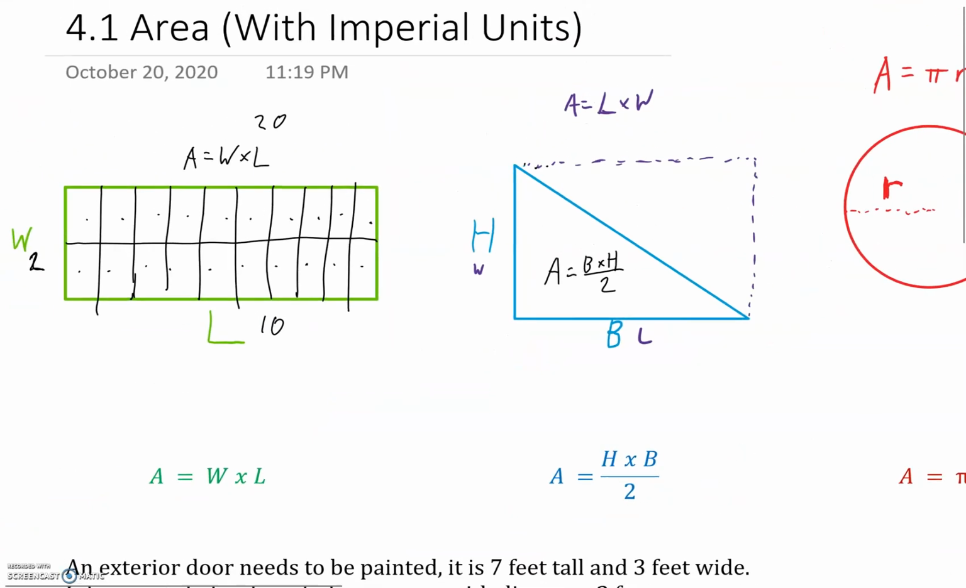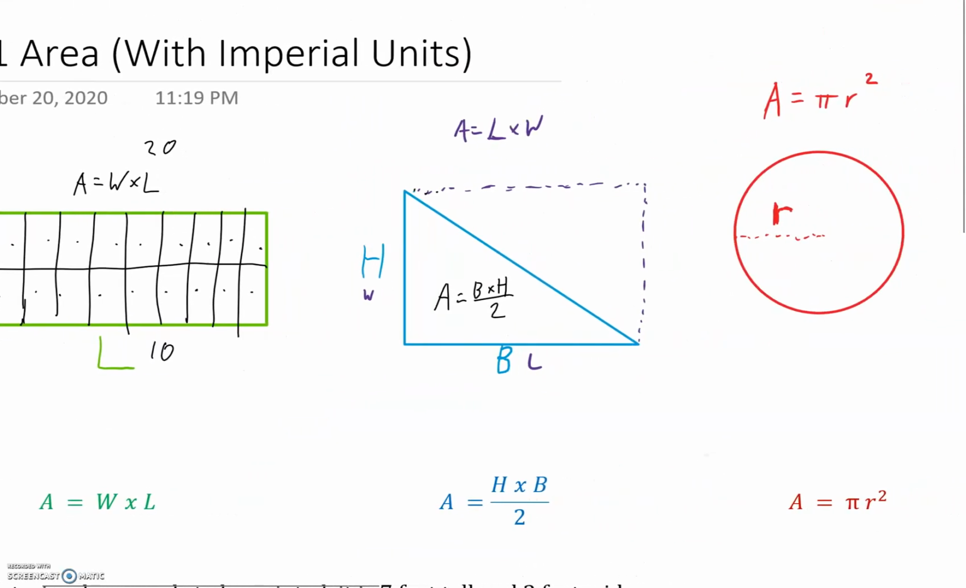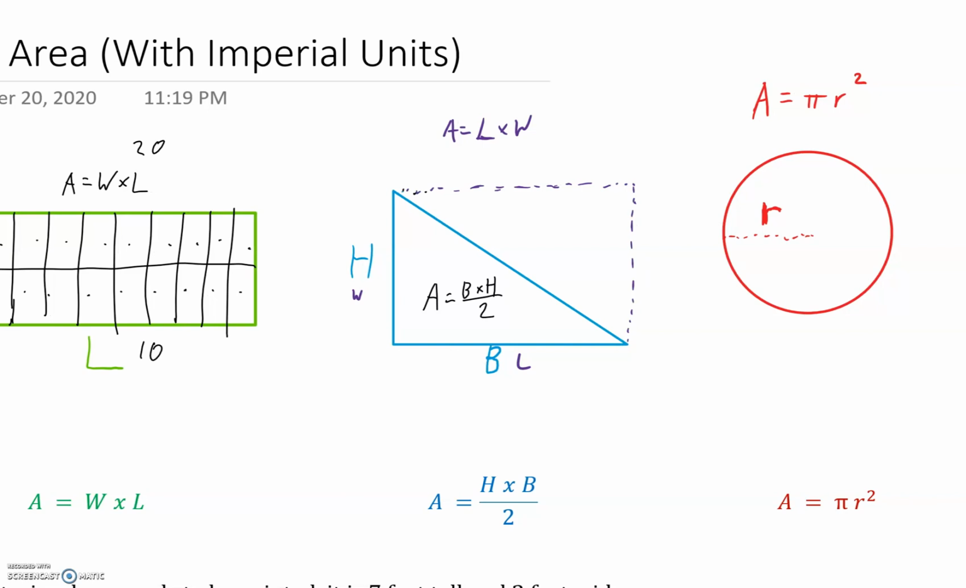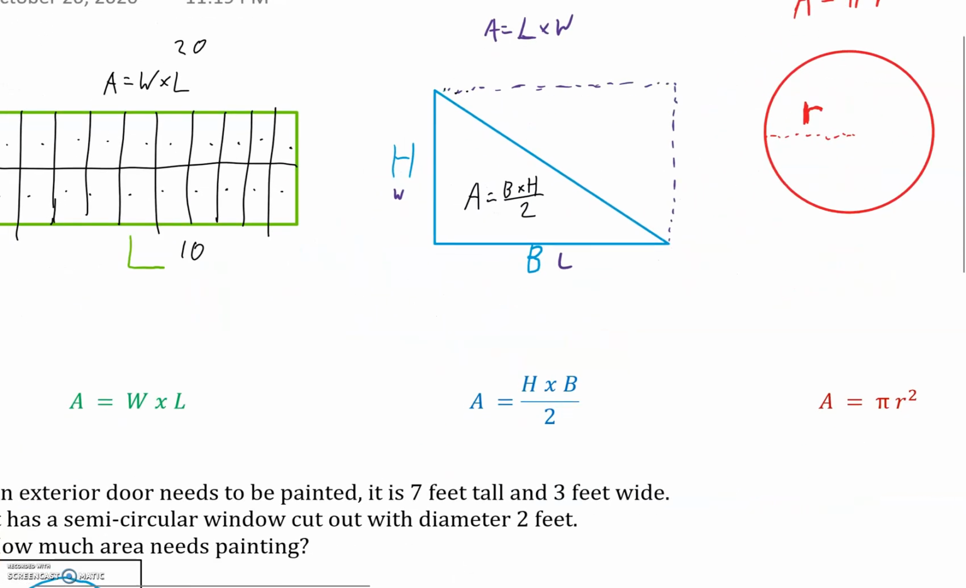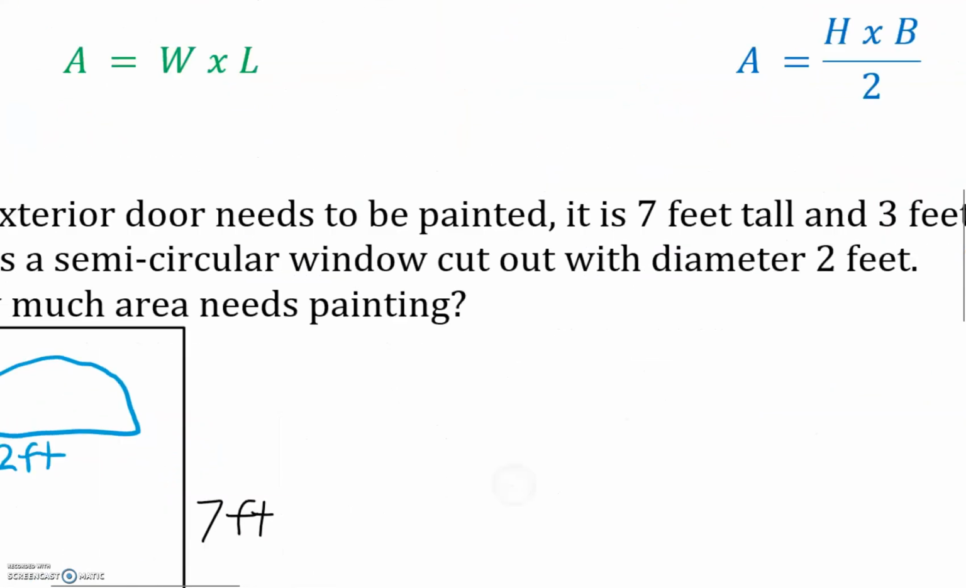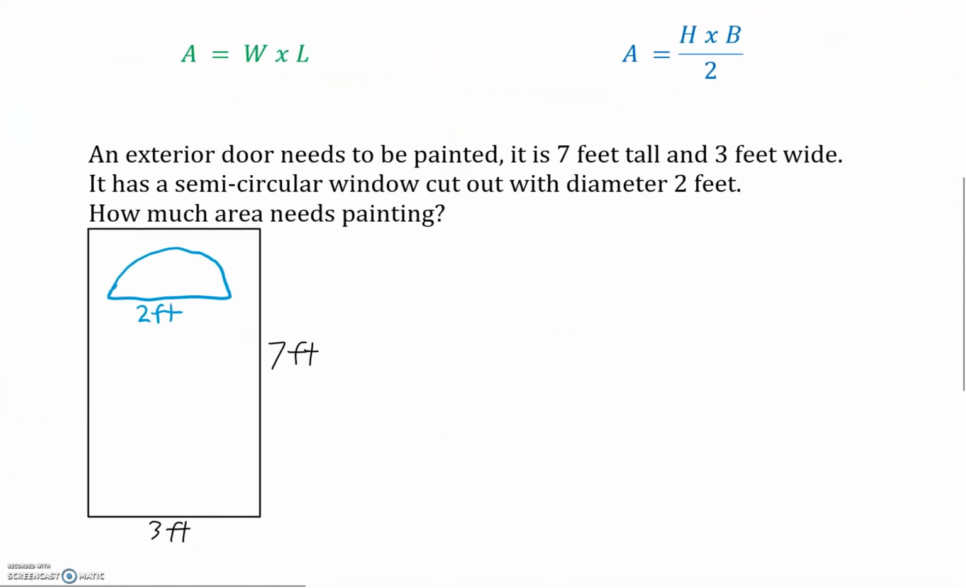Okay, so just a recap here. We have area equals width times length. Area equals base times height divided by 2, and area equals pi r squared. Okay, here we have a pretty good question. An exterior door needs to be painted. It is 7 feet tall and 3 feet wide. So that's in black. It has a semicircular window. That means half circle. Window cut out with a diameter of 2 feet. How much area needs to be painted?